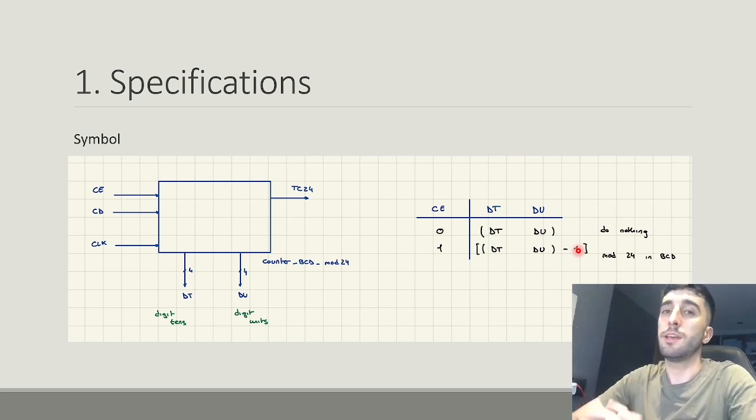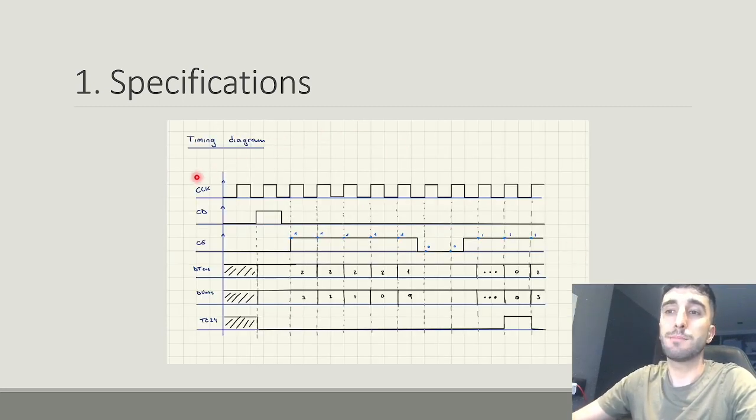So the input is going to be a 50 MHz clock signal, but I'm going to convert this into a 250 Hz clock signal using a CLK generator that is going to be explained in the annexes. So now here we can see the timing diagram. Here I have the clock, the clear direct and the counting enable. When the counting enable is 1, the counter goes counting, in this case down counting 23, 22, 21, and when it arrives to 0 in the tens and 0 in the units, the TC24 flag goes up and goes 1, okay?